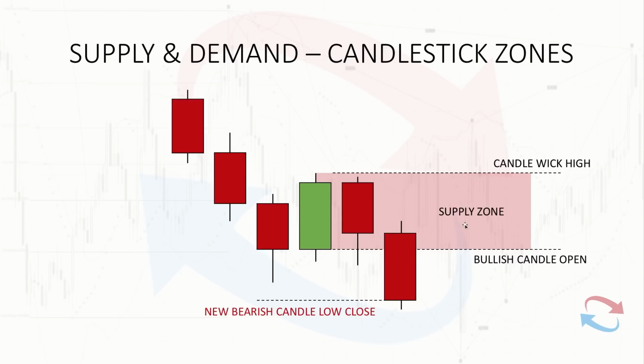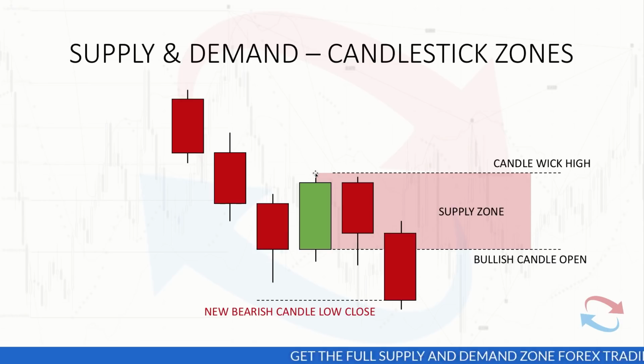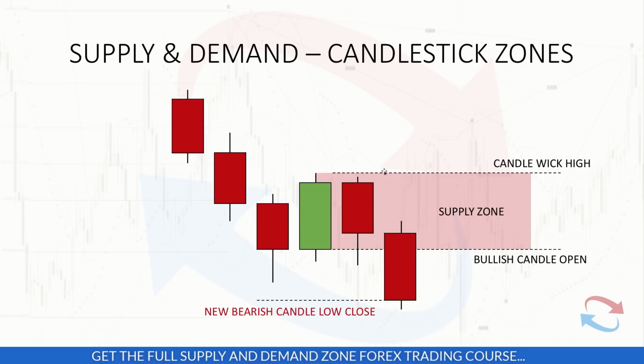And then we draw our supply zone from the bullish candle's open price to the swing high. Wherever the candlestick wick is highest, in this case the bullish candle, whatever candle's wick high is highest, that's where we draw the top of the supply zone. But it starts from the bullish candle's open price.